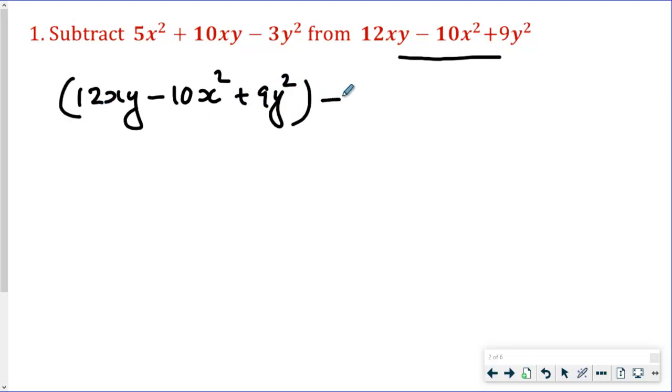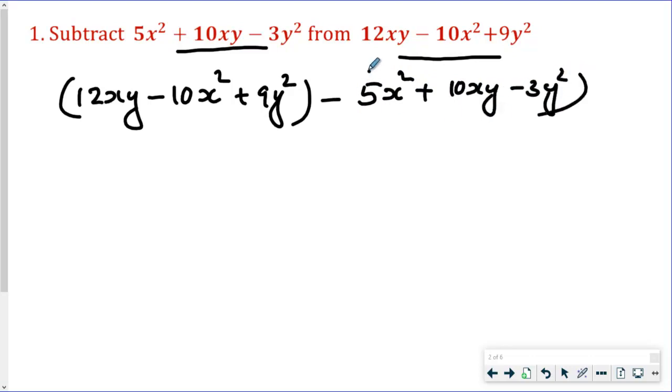Now minus, write down the second polynomial. Which polynomial we want to subtract? We want to subtract 5x square plus 10xy minus 3y square. So first we have to take the polynomial from where we are subtracting. That polynomial first you have to write. Then you have to take the second polynomial minus second polynomial. Now we can do the subtraction.